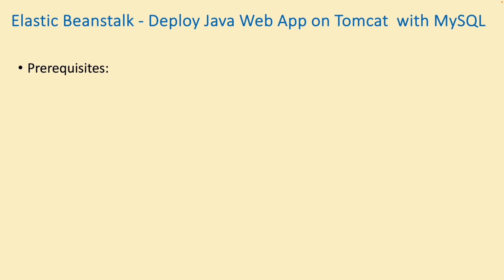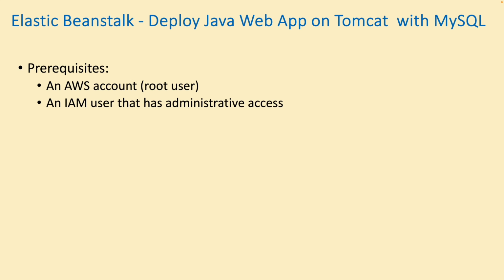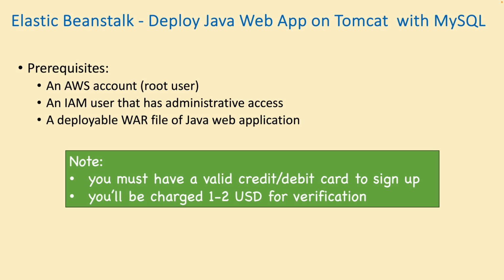If you are new to AWS and Elastic Beanstalk, you need to have an AWS account, which is the root or master user, and an IAM user that has administrative access. And to deploy a Java web application on a Tomcat server, you need to have a deployable WAR file of your Java web application. Note that you must have a valid credit or debit card to sign up for an AWS account, and it will be just about $1 or $2 USD for verification, but you'll get your money back later.